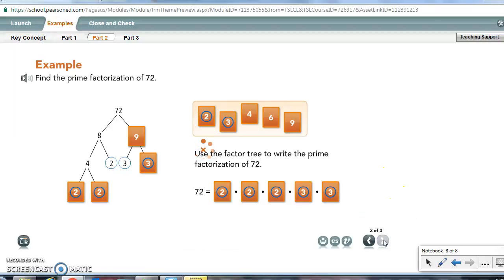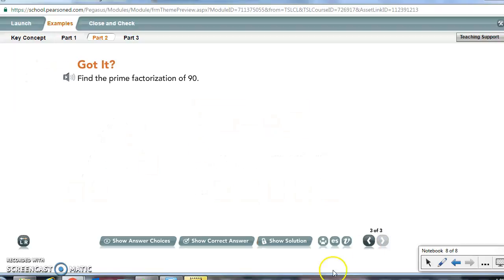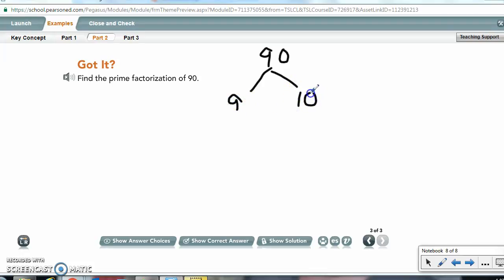Let's do this next one together. Find the prime factorization of 90. So let's write 90 up here. What are two numbers you can multiply together to get 90? Well, I know 9 times 10 will give me 90. 9 and 10 are composite numbers because they have more than two factors.